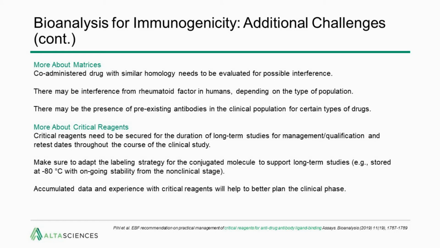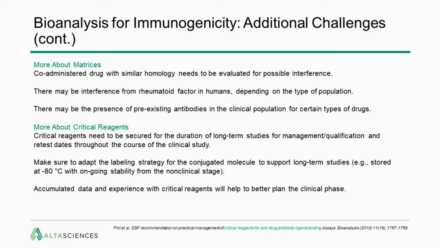Additional challenges include additional considerations for matrices, such as whether a co-administered drug with similar homologies need to be evaluated for possible interference. There may also be interference with rheumatoid factor that needs to be evaluated in certain patient populations. And there may be presence of pre-existing antibodies that would have to be taken into account.